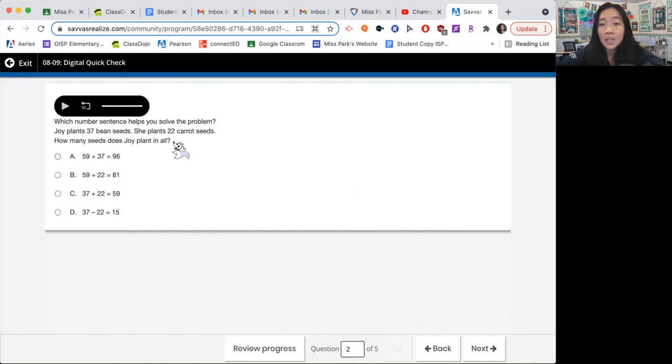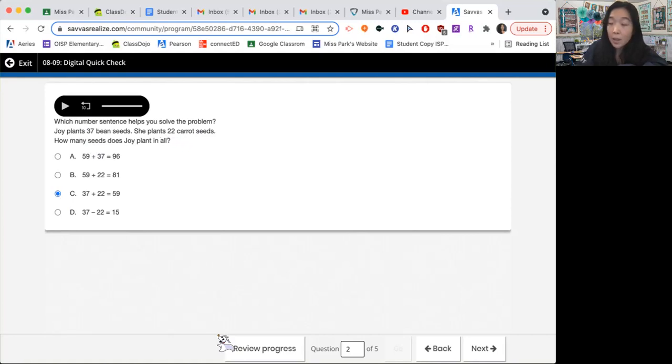Okay, well, it says in all, so we know we need to add. So we're going to be adding the numbers 37 plus 22. The only one that has 37 plus 22 is going to be C. Now, if you want to double check to make sure that C is correct, on a separate sheet of paper, you can write it out. So, okay, let's all do 37 plus 22.